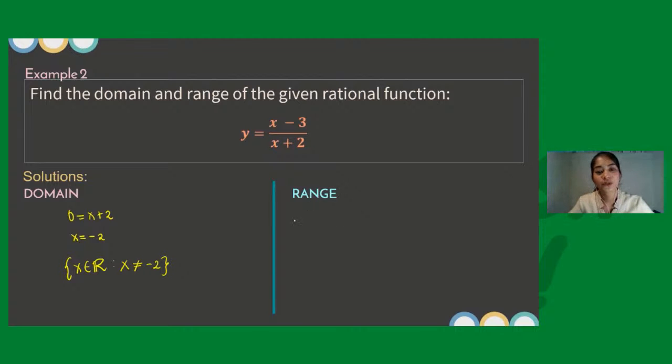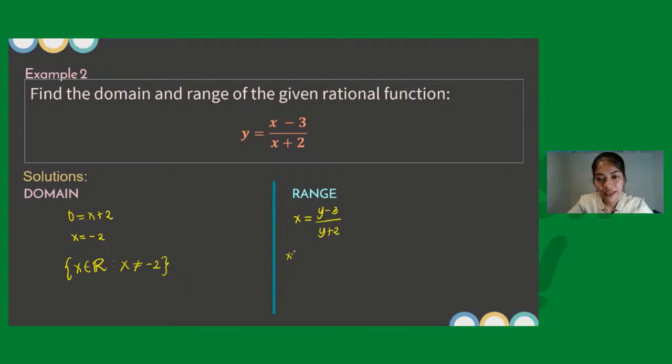And on the other hand, if you're going to get the value of the range, you have to get first the inverse function. Sabi natin, to get the inverse function, we have to interchange y and x variables. So all y variables will be written as x, and x variables will be written as y, and then we solve for y. So this will be x is equal to y minus 3 all over y plus 2. And then solve for the value of y.